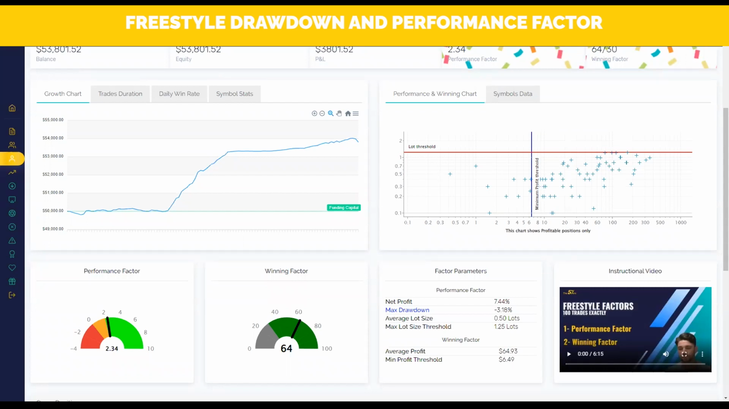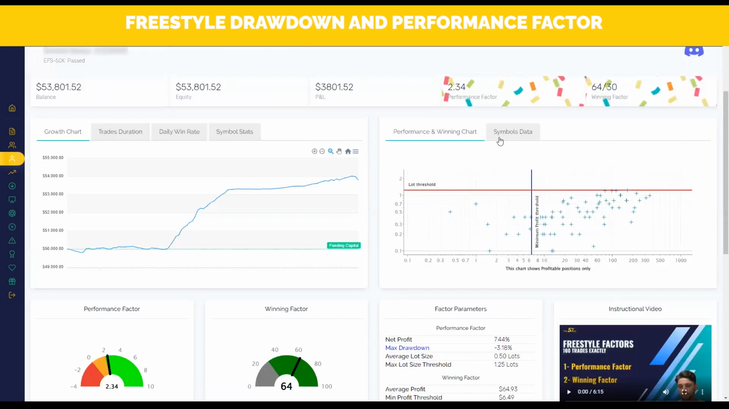I want to do a quick video and give you some examples of how we measure and calculate the max drawdown on the Freestyle program. I'll give you examples showing you real dashboards of traders, some of whom have passed the program and some of whom are still in the program, and I'll show you how the max drawdown is calculated and how that affects your performance factor. Okay, so we'll cover those two topics.